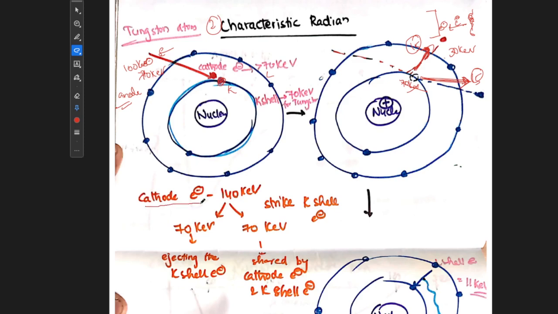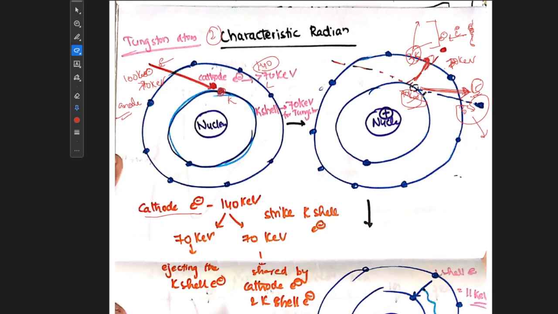As an example, if the cathode electron has 140 kilo electron volts of energy, 70 kilo electron volts is spent in moving the K shell electron out of its orbit, out of its shell. The remaining 70 kilo electron volts is divided between the cathode electron and the K shell electron, each acquiring some 35 kilo electron volts of energy, and with this they start accelerating in different directions. Now there is one empty slot present in the K shell.